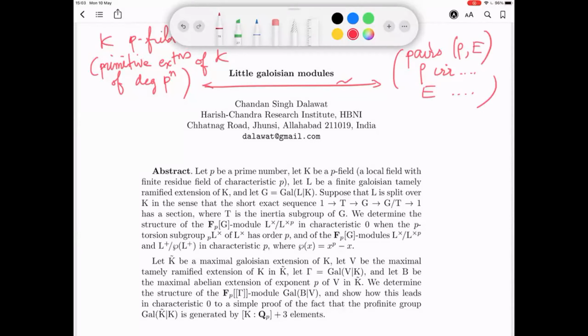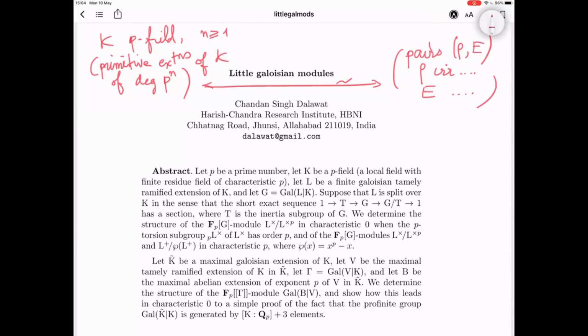So you have to recall, I mean, it's not very important to recall what precisely rho and E were. The point is that once you have established this bijection between these primitive extensions of degree p to the n in which we are interested and such pairs, you have to now go back and classify such pairs. You have to write down such pairs. So what I did last time, in the last week, was to determine the possible irreducible F_p representations of degree n of the absolute Galois group of K. That was what rho was. Now, this week, we are going to determine the possible E's.